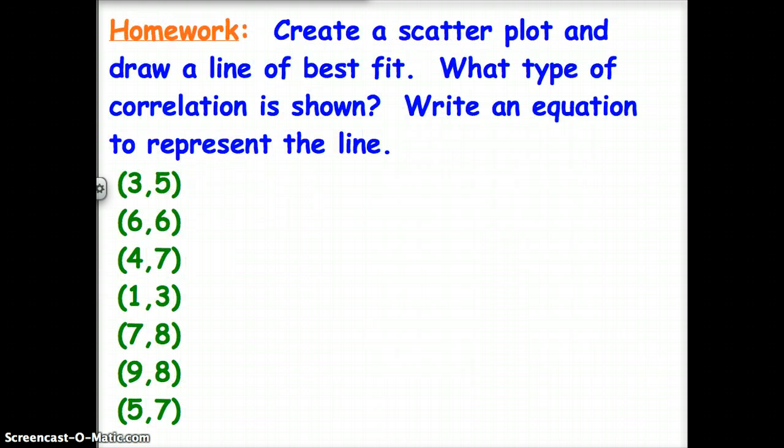For homework, you are going to create your own scatter plot and draw a line of best fit. Identify the type of correlation shown, positive or negative, and write an equation to represent the line. I would recommend either doing this on your iPad or using a sheet of graph paper to make it easier. It is okay if you're just using regular notebook paper instead.